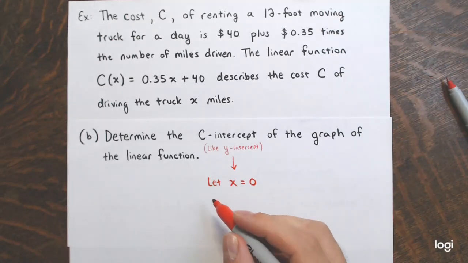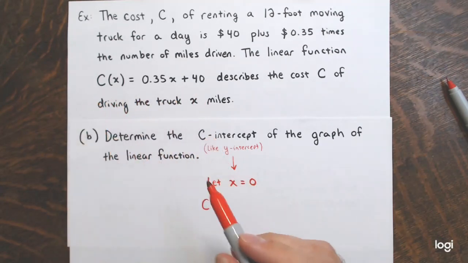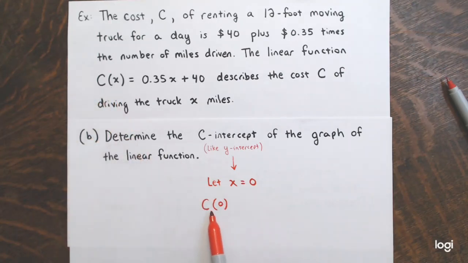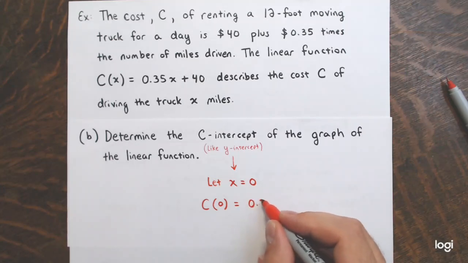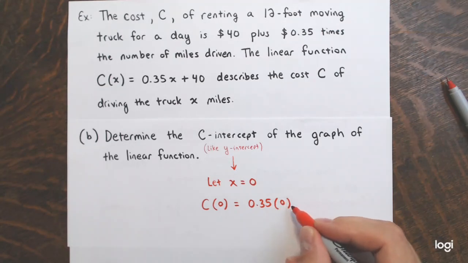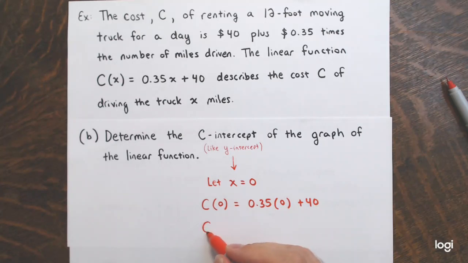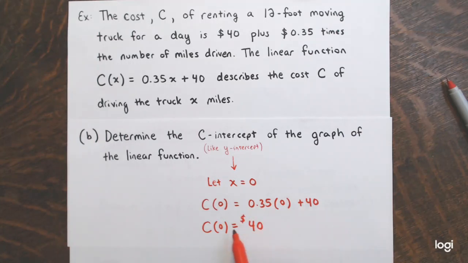what the value of c is. All right, so the value of c, just replacing x with 0 throughout the rule here, the value of c at 0 is equal to, and then the other side, 0.35. How do we calculate the output? 0.35 times 0, right, replacing x with 0, plus 40. And I'm getting the value of c at 0 is 40. Remember, this is $40. Right? C is the cost of the rental.